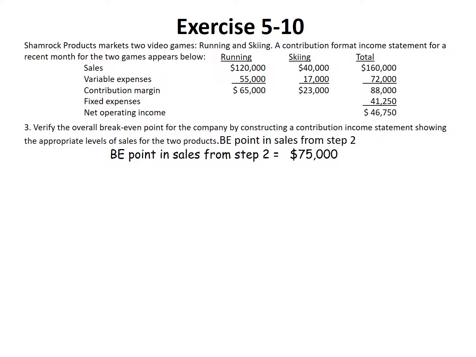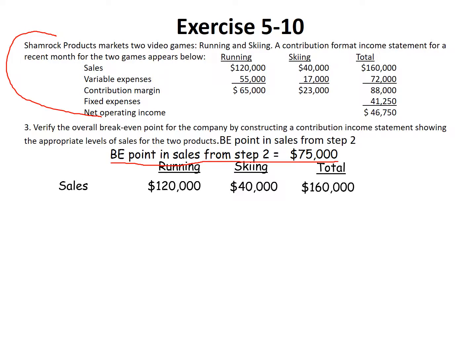Now let's take a look at requirement number 3, and you'll notice the information at the top is exactly the same as the previous slide. I've also included the break-even point in sales that we calculated in step 2, which was $75,000. Now we're asked to verify the overall break-even point for the company by constructing a contribution income statement showing the appropriate level of sales for the products. First, we separate our sales into our various lines. Sales for running are 120,000, sales for skiing are 40,000, and total sales are 160,000, which is exactly the same amounts that we see up here.